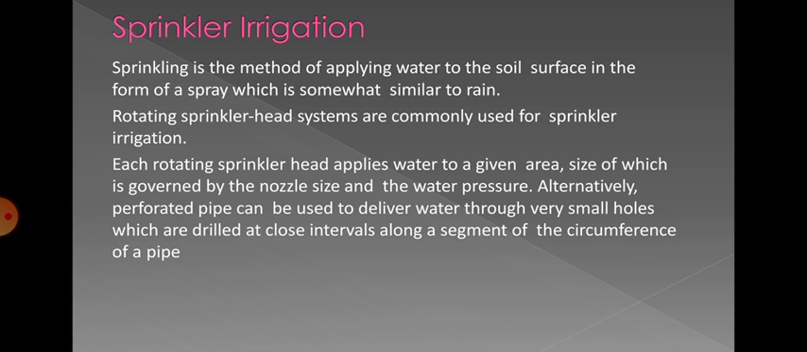Sprinkling is the method of applying water to the soil surface in the form of a spray, which is somewhat similar to rain. Rotating sprinkler head systems are commonly used for sprinkler irrigation. Each rotating sprinkler head applies water to a given area, the size of which is governed by the nozzle size and the water pressure. Alternatively, perforated pipe can be used to deliver water through very small holes, which are drilled at close intervals along a segment of the circumference of a pipe.